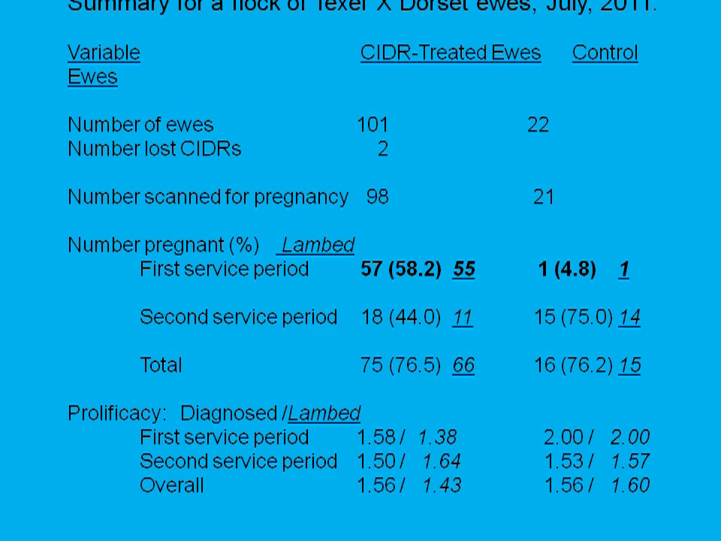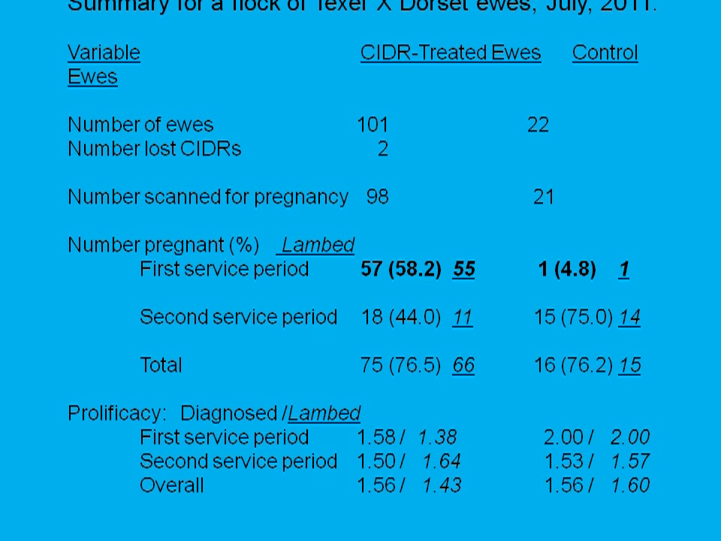We did a big demonstration up there for a group of farmers. We had 101 ewes treated with cedars and 22 controls. 2 of those 101 lost the cedar in that case. So we had 1 ewe in each group that we lost identity on, so we didn't know where she came from, or which ewe she was, so we couldn't get a data point on her. So we scanned 98 and 21.